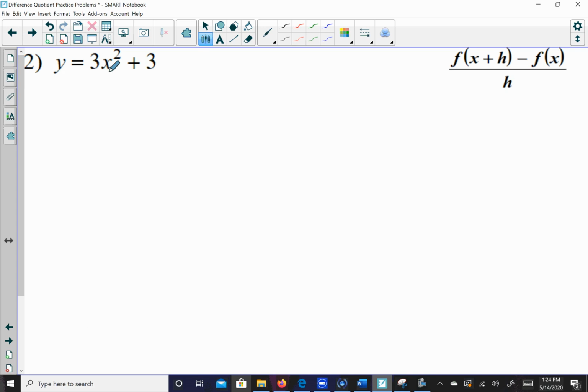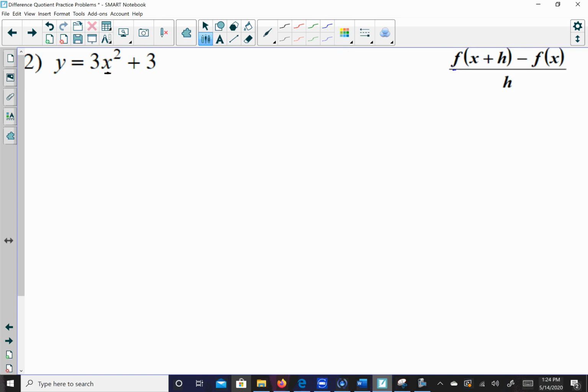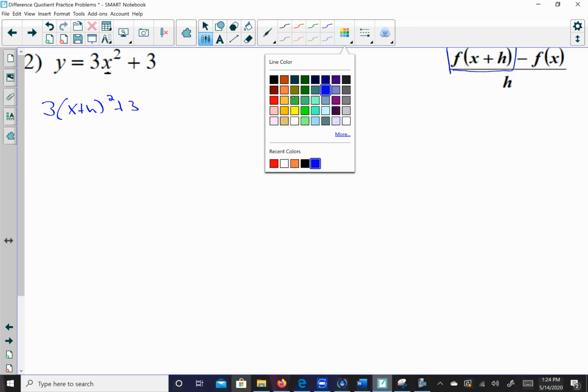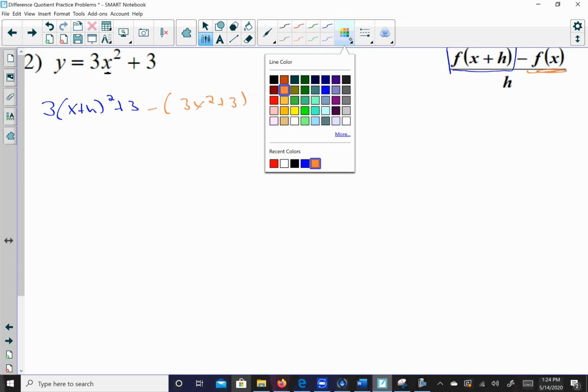3x squared plus 3. So this is my x squared. So to find f of x plus h, and you will have this formula with you, I am going to do 3. In place of that x, I'm going to write x plus h squared plus 3. Now I'm going to subtract f of x. So this f of x will be the orange. So this will be minus. Always put in parentheses so you remember to distribute that negative sign. And this is all over h.